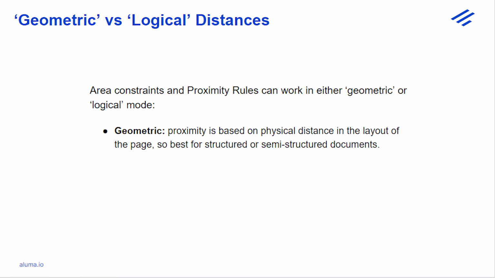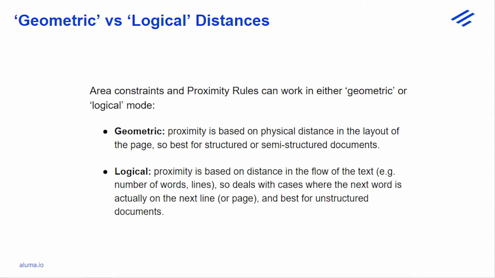Each of these can work in a geometric mode, which uses physical distances across the page in dimensions such as inches, millimeters, and points. Alternatively, they can work in logical mode, with distances measured using natural flow of text, such as words and text lines, and this is useful for capturing data that wraps across paragraphs and pages. In this tutorial, we will focus on the geometric proximity rule and explain some of the theory of how it works and should be used.